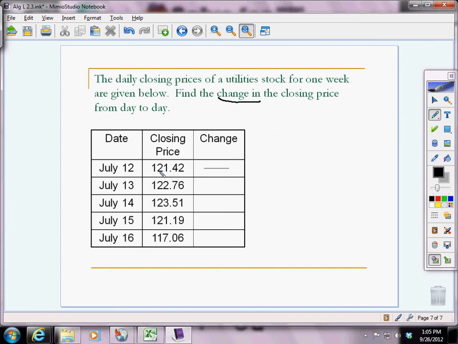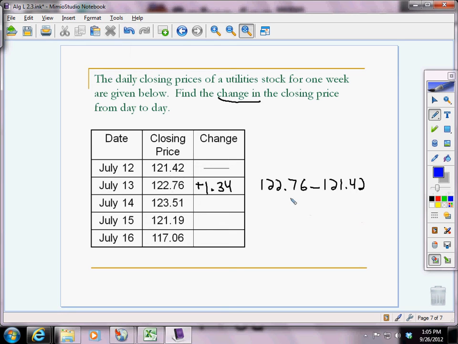Same idea. So in this case, what we want to do is take $122.76 and subtract $121.42. When you do that, you're going to see that we get a positive $1.34. And since it's stocks here, I'm going to actually put a plus sign there. Notice it went up $1.34. Again, that's easy to see. You can tell it's going up this day.